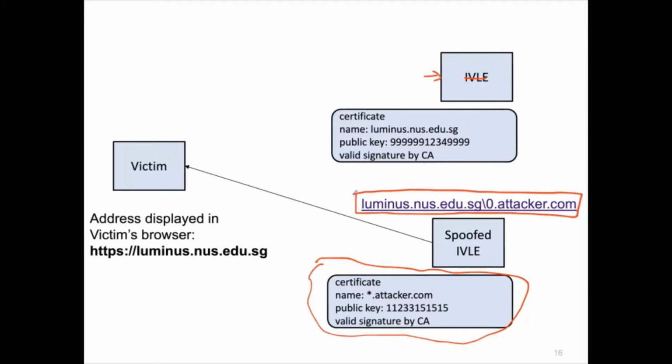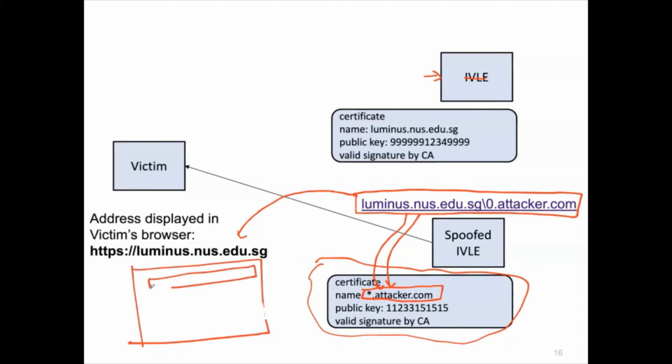Next, the browser displays the address in the address bar. Here the browser uses null termination. Because it is using null termination, what is displayed in the browser address bar will be only this part. And because the certificate is valid, a padlock will be displayed.